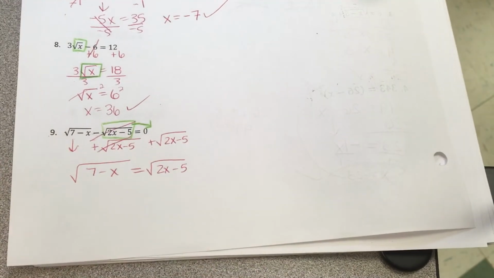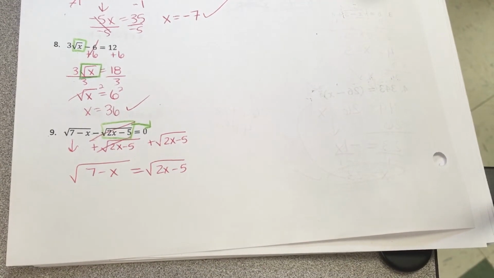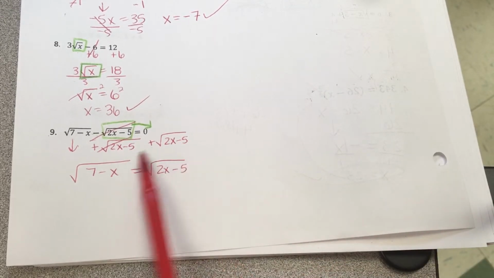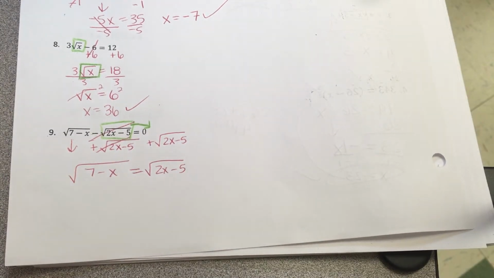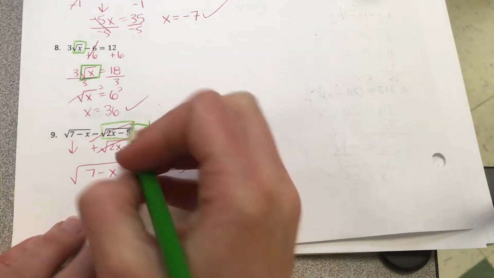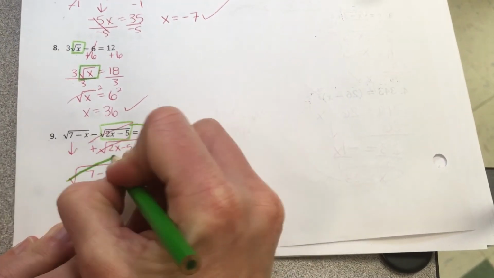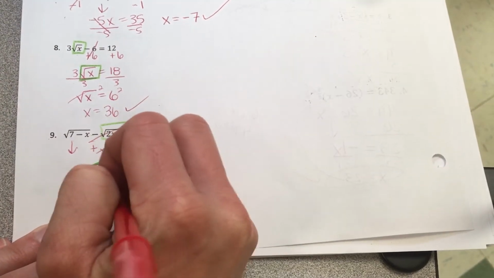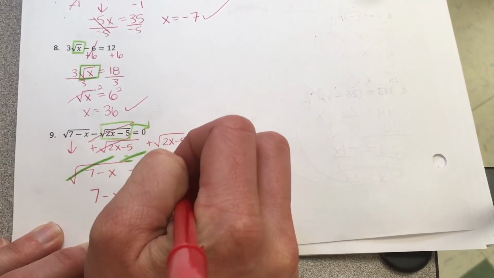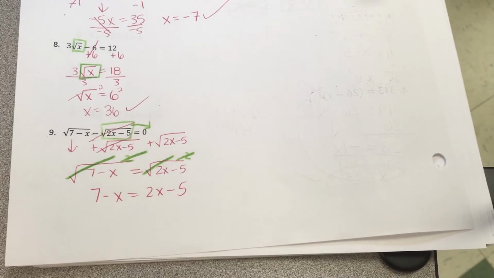So you really want one to be on the left and one to be on the right. You don't need to show all this work. I'm just trying to show you mathematically what's happening, okay? All right, what do I do when there's a square root on both sides? You square them both and they both cancel out. Okay, square both, cancel out. So I'm left with 7 minus x equals 2x minus 5. Okay. Then what?